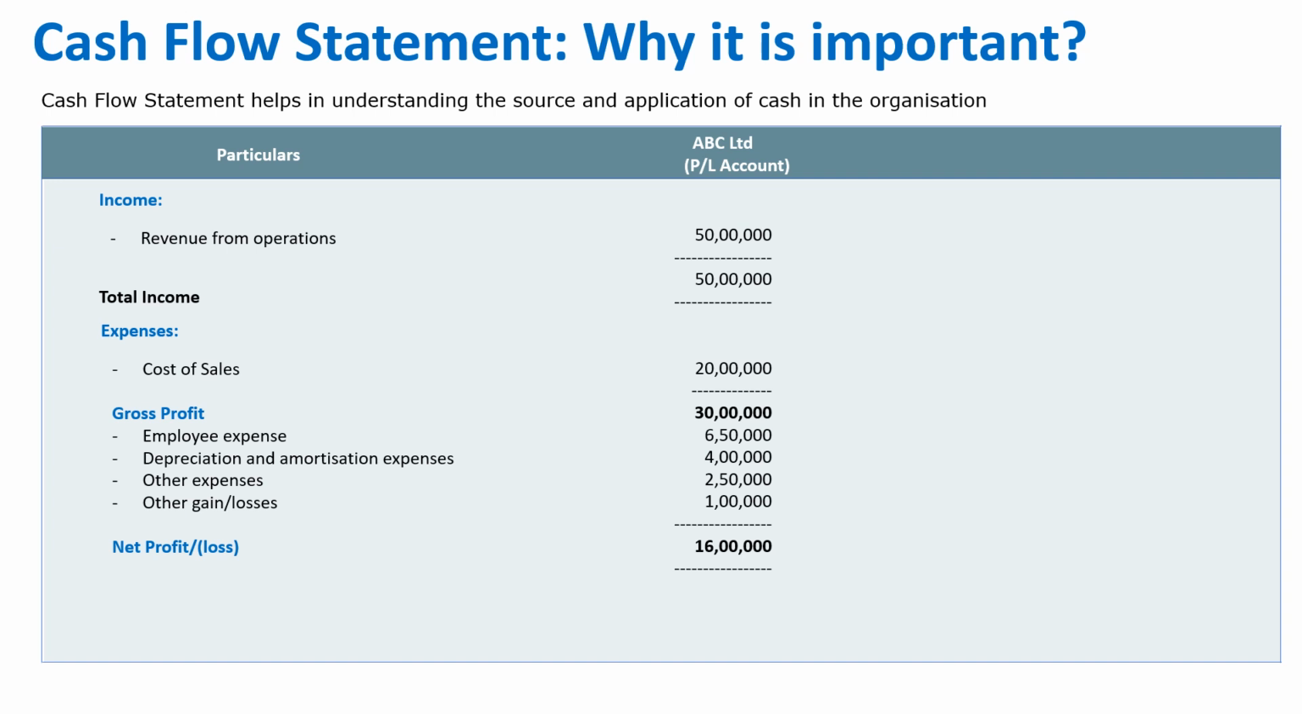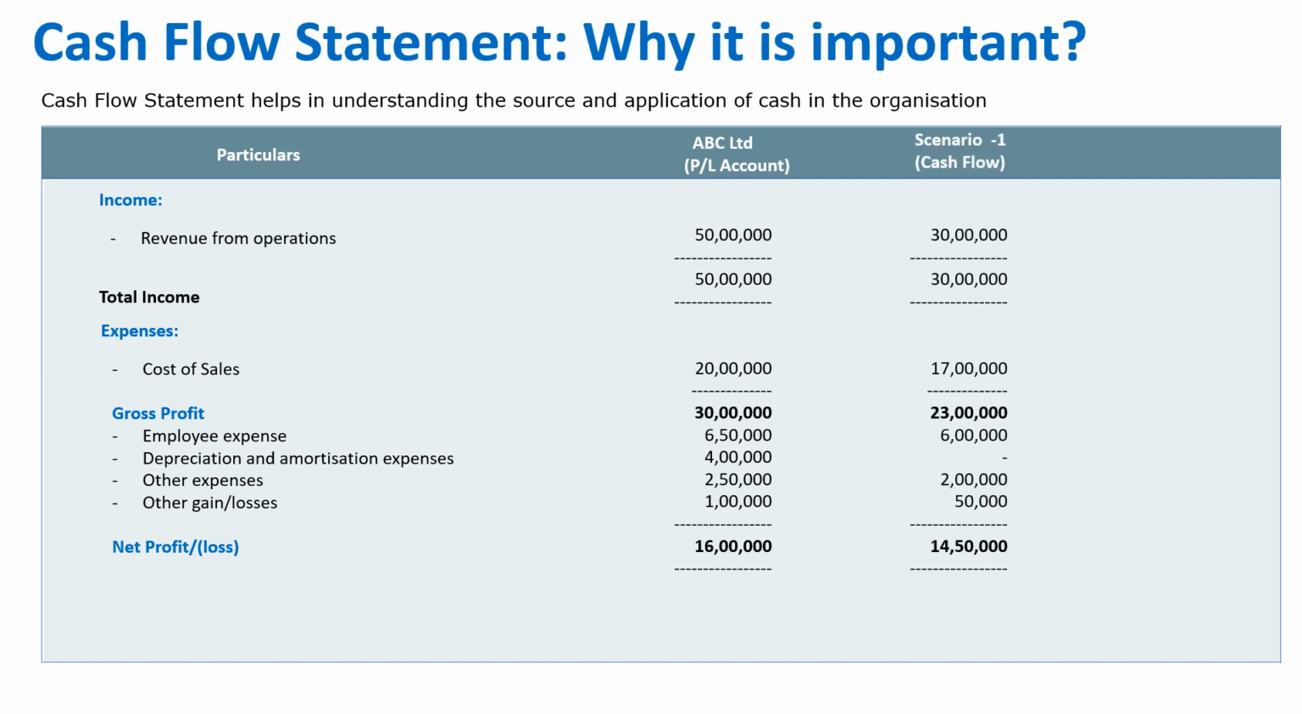So let's take an example, ABC Limited. You can see the profit and loss account here. Income, revenue from operation 50 lakhs. Expenses, cost of sales 20 lakhs. Gross profit is 30 lakhs. Then the operating expenses are employee expenses 6.5, depreciation 4 lakh, other expenses 2.5, other gain 1 lakh, and the net profit is 16 lakhs.